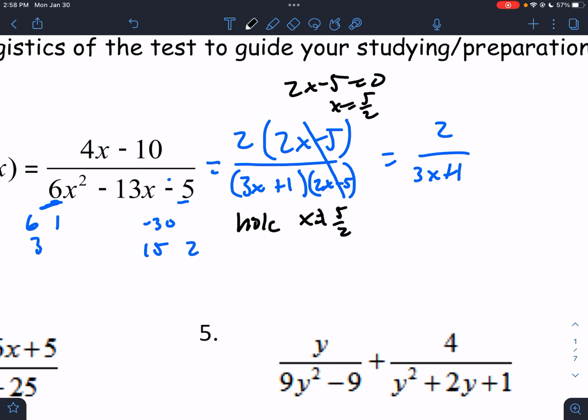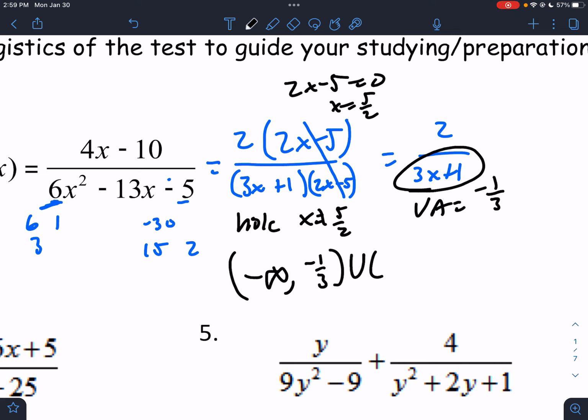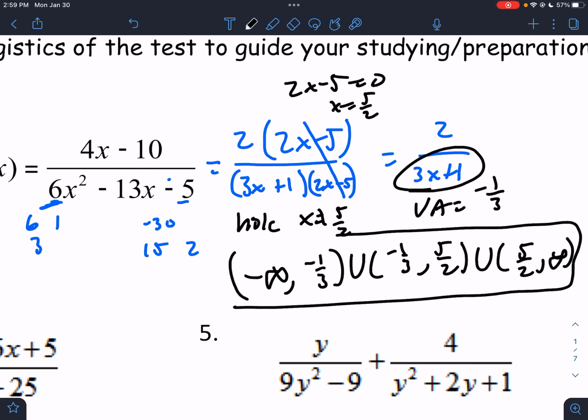At -1/3, we have a vertical asymptote, right? Because of the denominator there. So overall, we are at -infinity. We're broken at -1/3, union -1/3, we're broken again at 5 halves, union. And then from 5 halves to infinity, we are good to go. So that would be our answer to number 2.